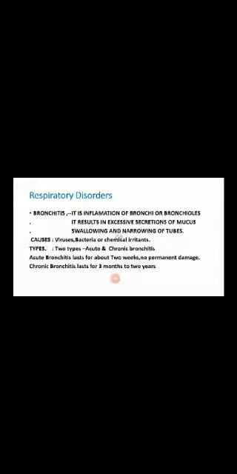There are two types of bronchitis: acute bronchitis and chronic bronchitis. Acute bronchitis lasts for about 2 weeks, and there is no permanent damage in this case. In the case of chronic bronchitis, which lasts for 3 months or up to 2 years, it is serious and it damages the respiratory system.